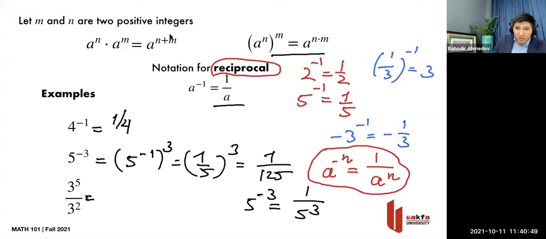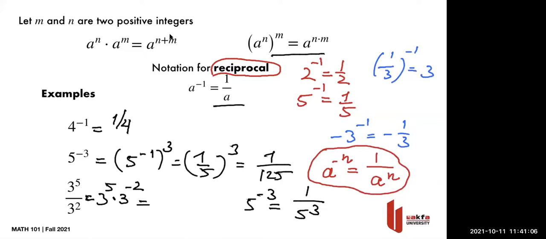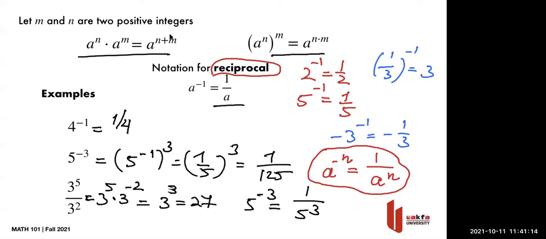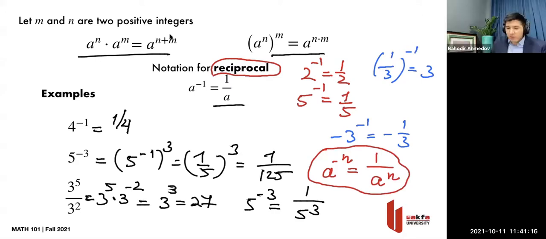For example, 3 in the power of 5 divided by 3 in the power of 2 can be written as 3 in the power of 5 times 3 in the power of minus 2. This number in the denominator can be put in the numerator by just making its power the opposite sign. And now just using this law, I get 3 in the power of 3, which is 27. So these are important laws, and you can build new laws on top of them.